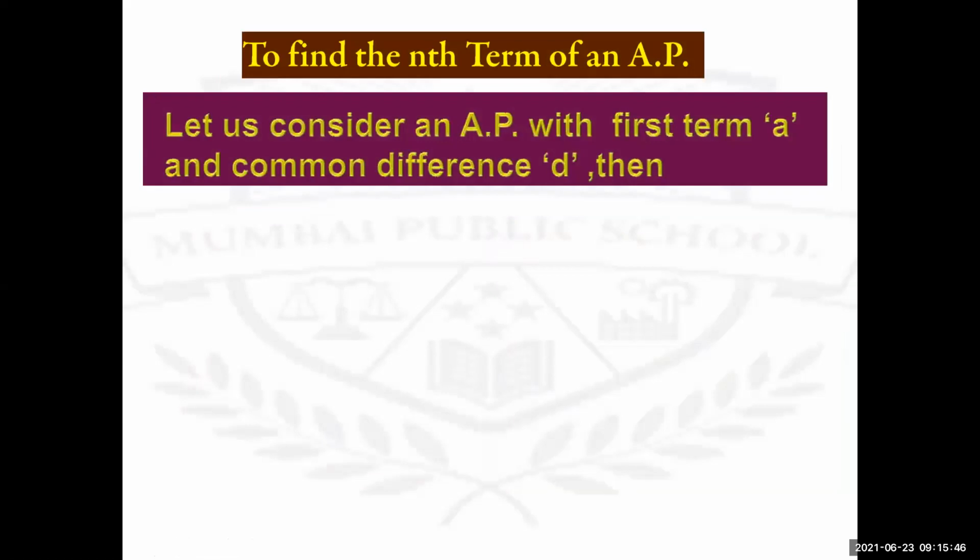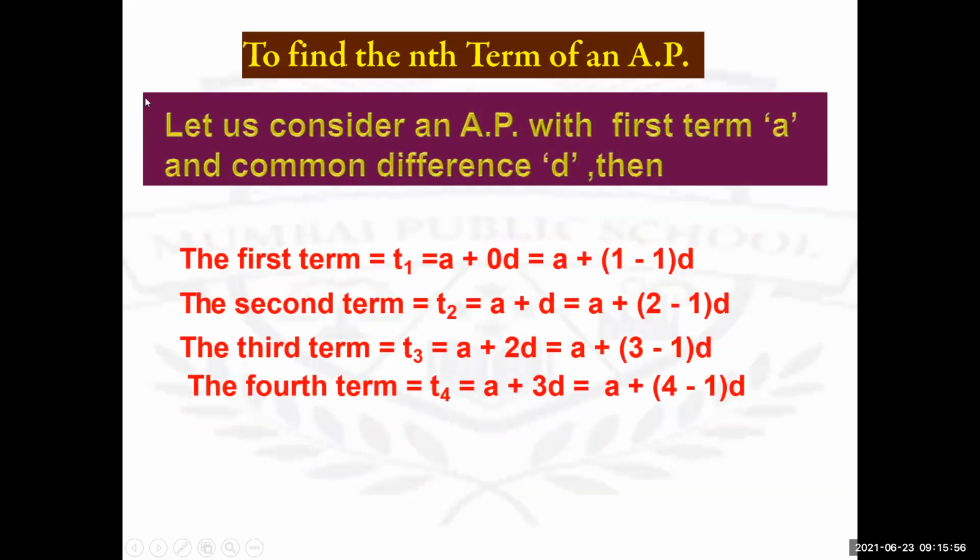To find the nth term of an AP, let us consider an AP with first term A and common difference D. Then check your first term, T1, A plus 0D. From where did we get the zero? So you know the formula of Tn, which I told you, Tn equals A plus N minus 1 into D. So here in place of N, you are substituting 1. That becomes 1 minus 1 into D, 0D.